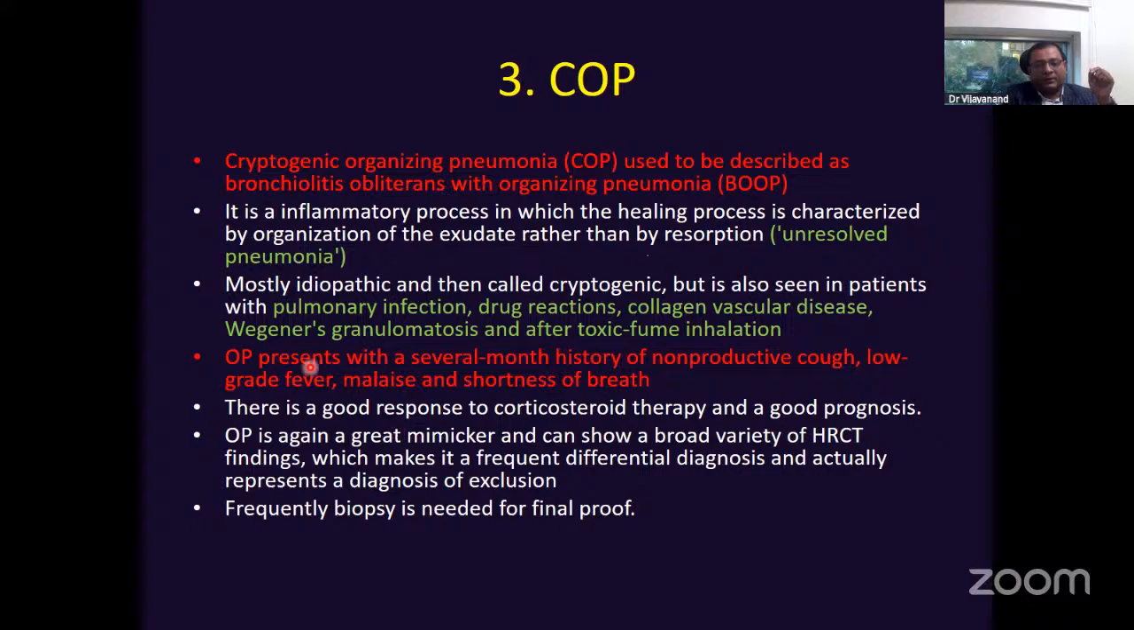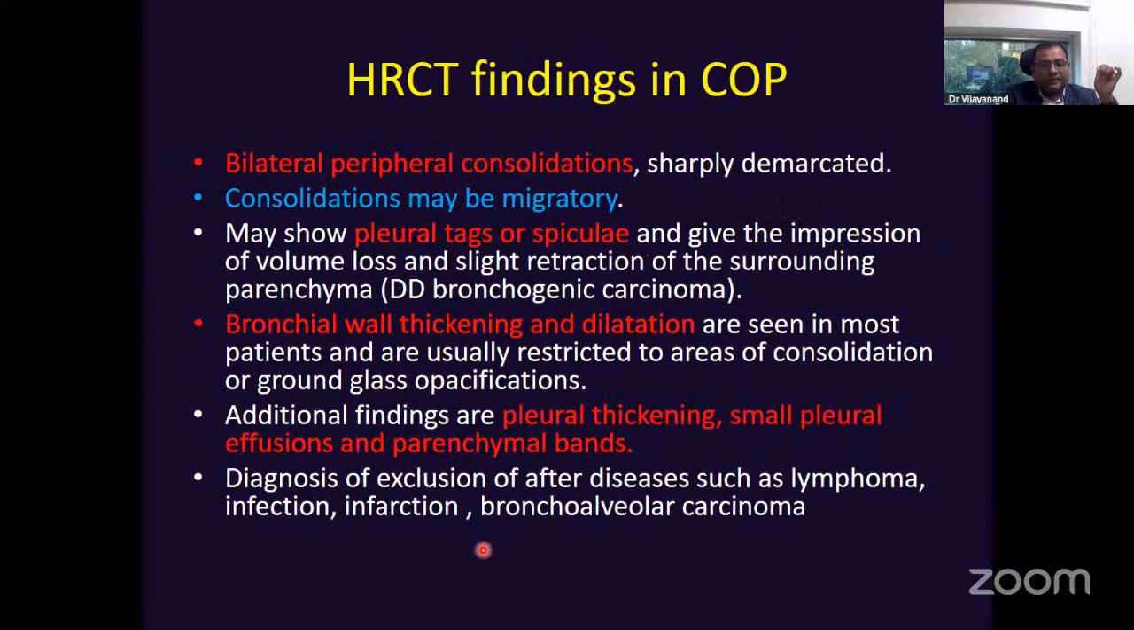OP or organizing pneumonia presents with a several month history of non-productive cough, low-grade fever, malaise, and shortness of breath. It gives a good response to corticosteroid therapy and has a good prognosis. So diagnosis becomes very important again.